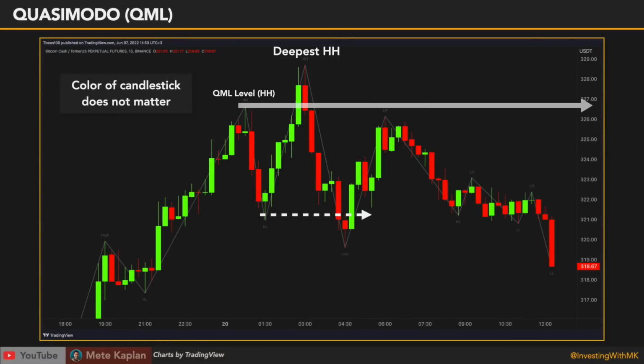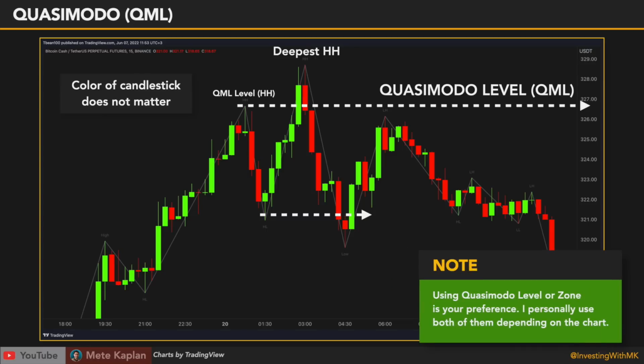First of all, draw a line from the high point. That is your Quasimodo level. Some traders only use this line. However, if you ask me, this is too precise and hard to encounter perfect trades.